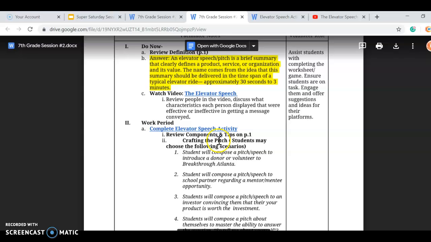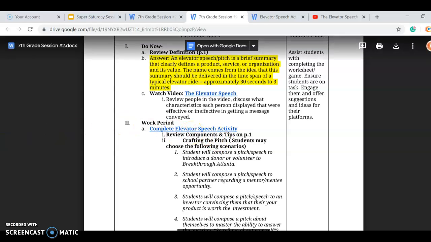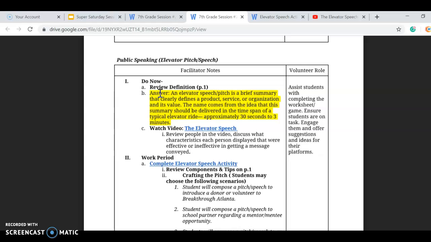So in the lesson, I'm going to review just the implementation cycle. You will have a do now. So simply review the definition of an elevator pitch or speech. So you can put this on the board. What is an elevator pitch or speech? And I will actually write the question for you so it's more clear. But the answer is simply a brief summary that clearly defines a product, service, or organization and its value.